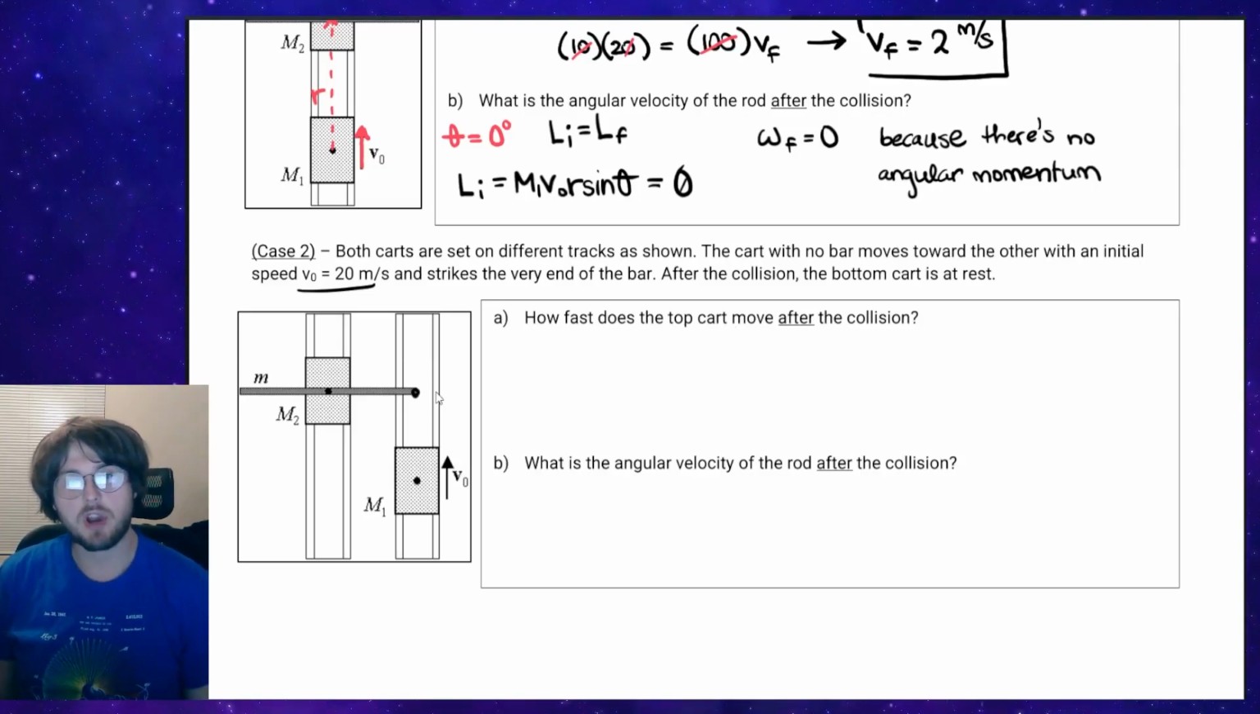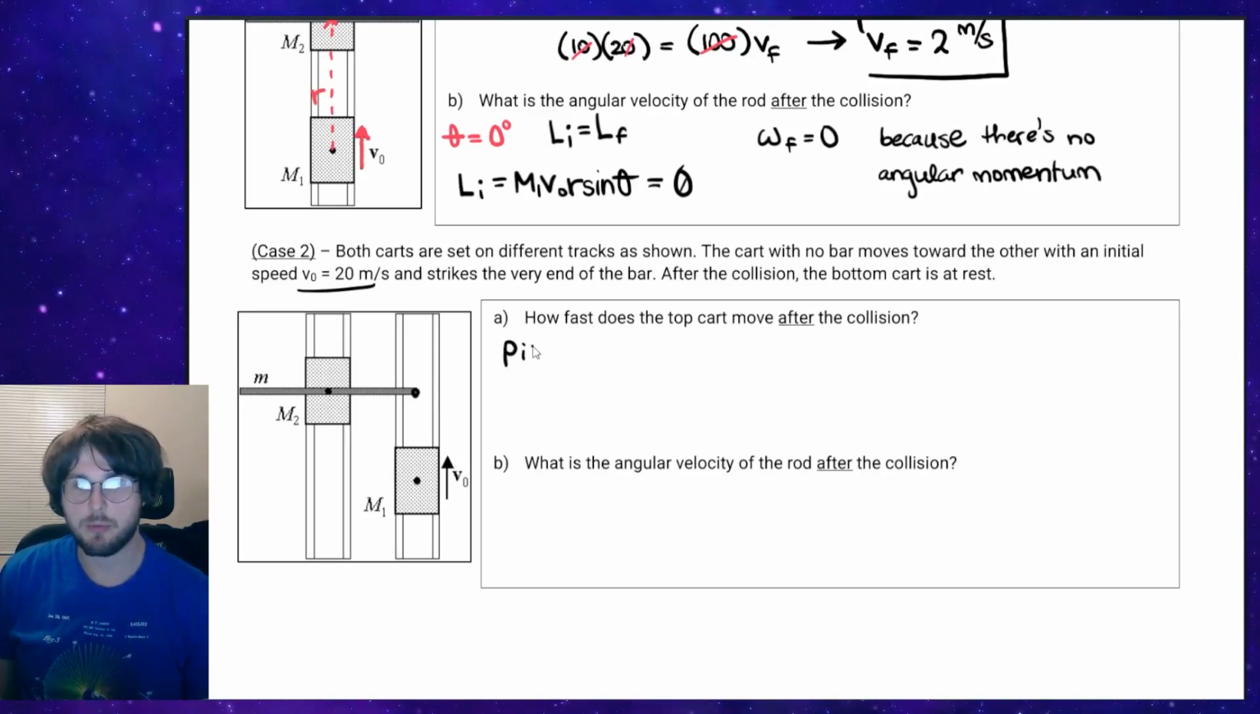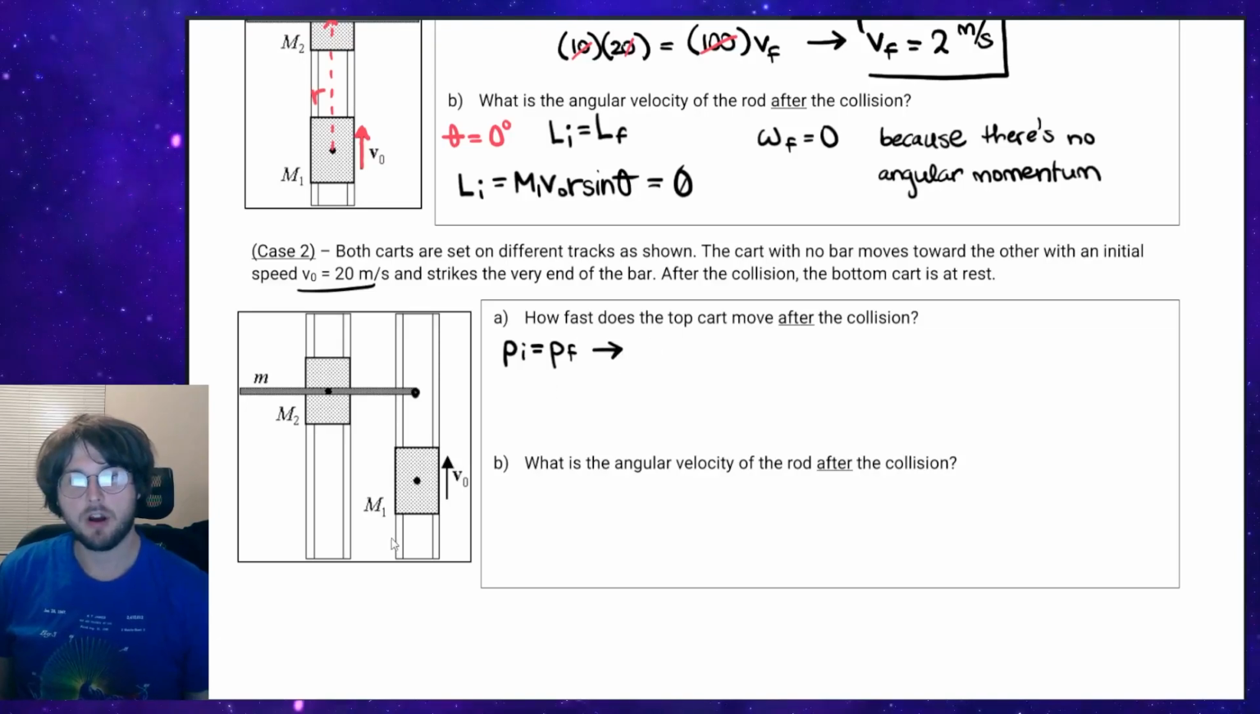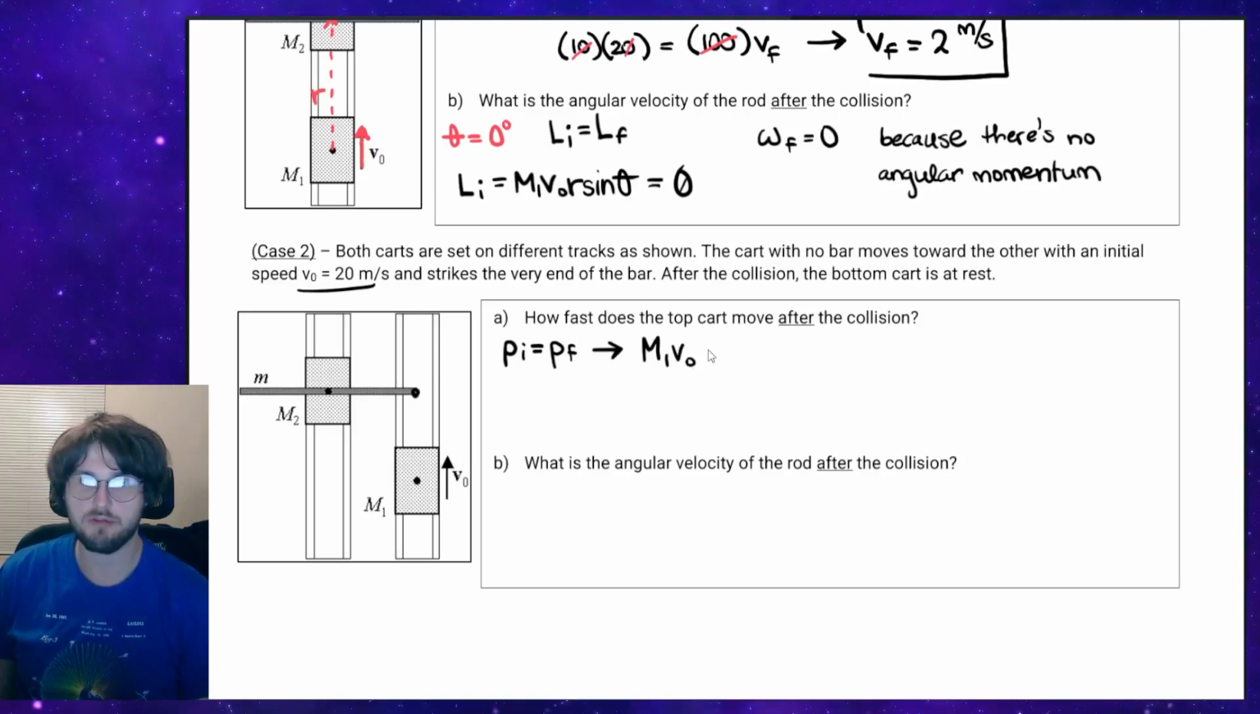Now, this may seem kind of weird to you, but again, we're going to use conservation of linear momentum here. So P initial equals P final. In this case, again, we're starting with only the bottom cart moving at all, so our initial momentum is going to be m1 v naught. On the other side, our bottom cart then stops moving and it's just the top cart that should have any velocity at all. So again, it'll be m2 plus little m times vf.